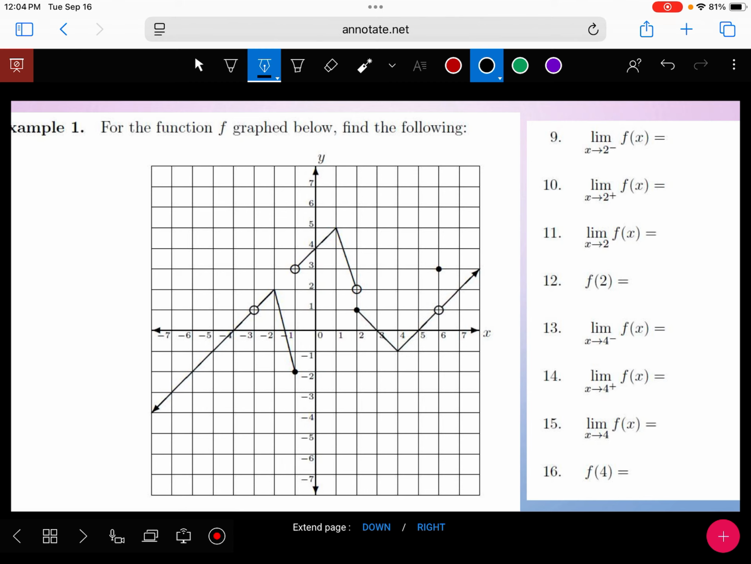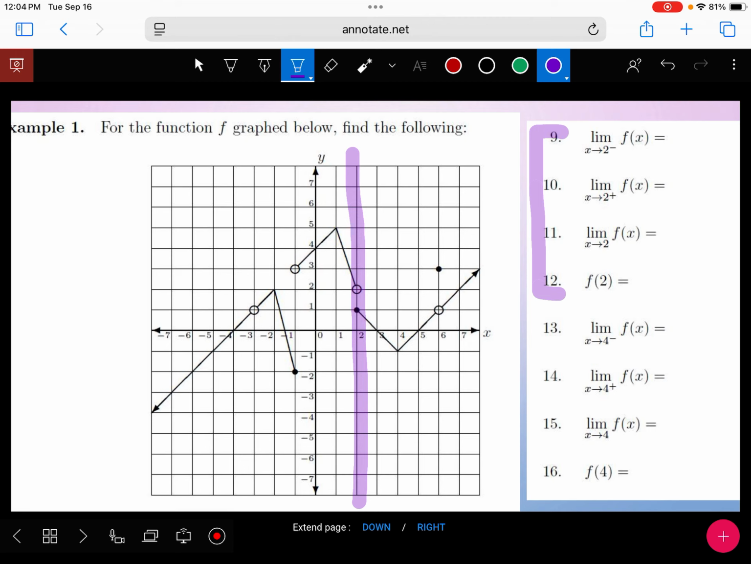Now we're moving down to 9 through 12, and 9 through 12 are all looking at the same place, which is +2. So right here on that purple wall, what's happening? A jump. So Zadiq, what did you put for 9 and 10?